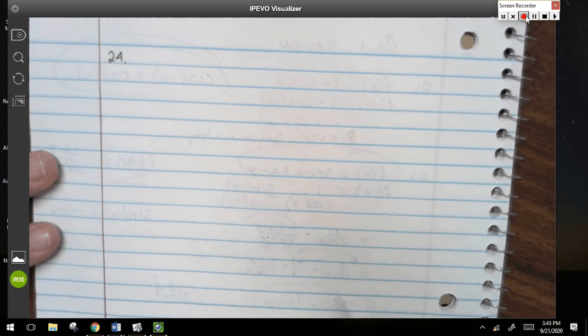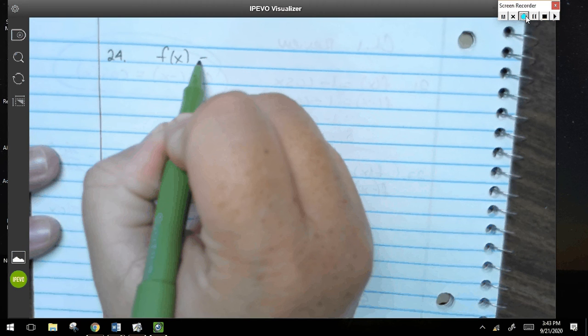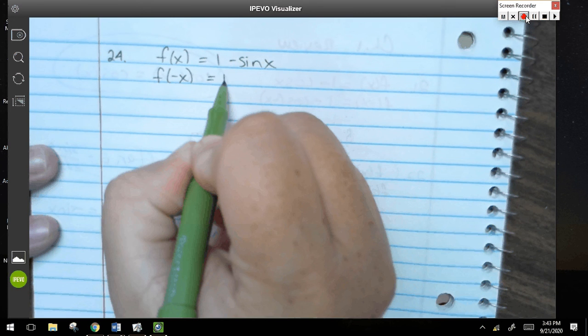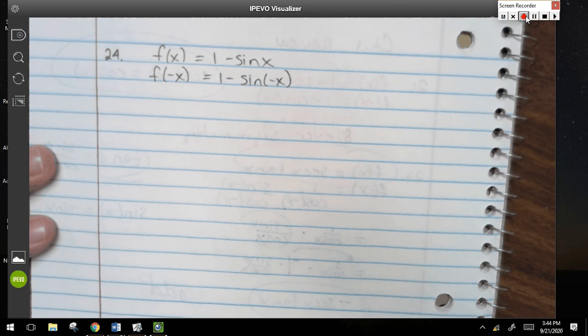And so when I compare to my original function, although the sign in the middle here has changed, in order to be an odd function, I would need both of them to change. There would need to be a negative in front of this 1. So this does not show any symmetry. It's neither.